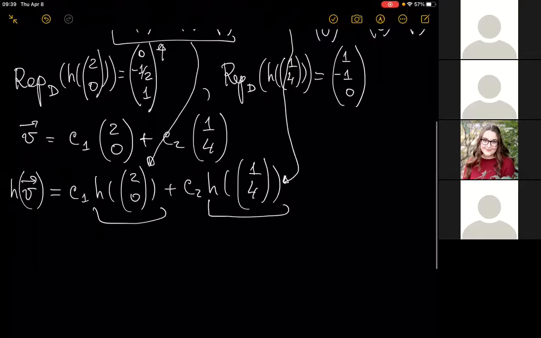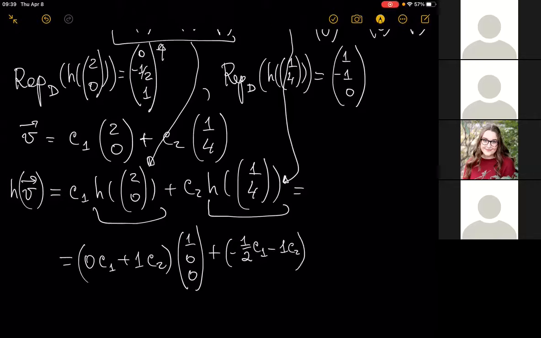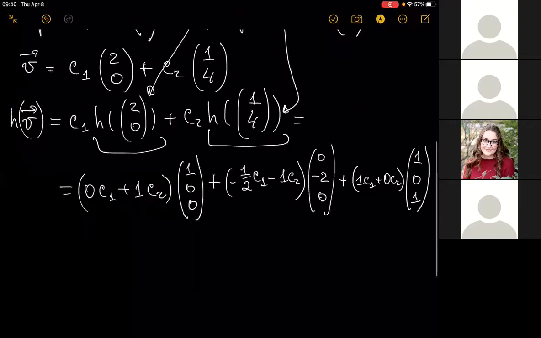And as a result, you will know that this will be nothing else but, I will write it like that, 0 C1 plus 1 C2 multiplied on the first basis vector, plus negative 1 C1 minus 1 C2 multiplied on 0, -2, 0, the second basis vector, plus 1 C1 plus 0 C2 multiplied on 1, 0, 1, the third basis vector of the basis D.